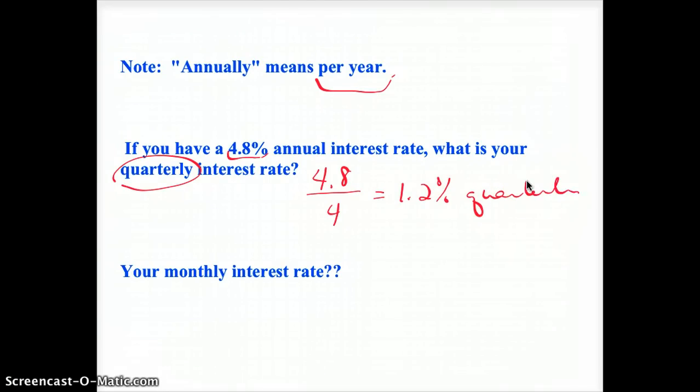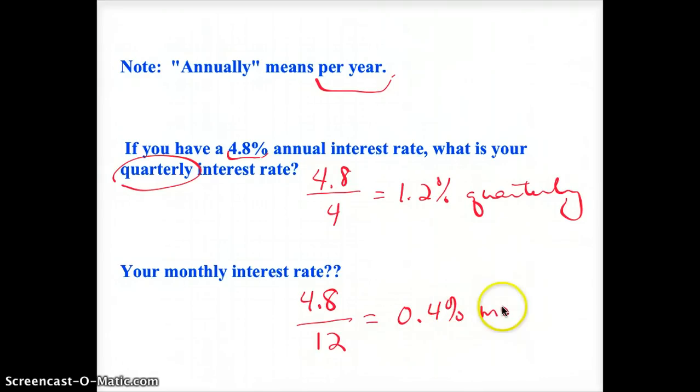So if they were going to make you get interest quarterly, you'd get 1.2% every quarter. If you were getting a monthly interest rate, then this time we would do 4.8 divided by 12, and this time we would get 0.4% monthly. Okay, this will come in handy when we're working on problems with bank accounts or whatever, when they're compounding interest at different amounts of time.